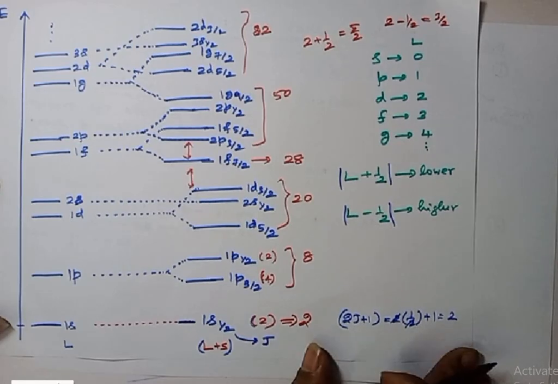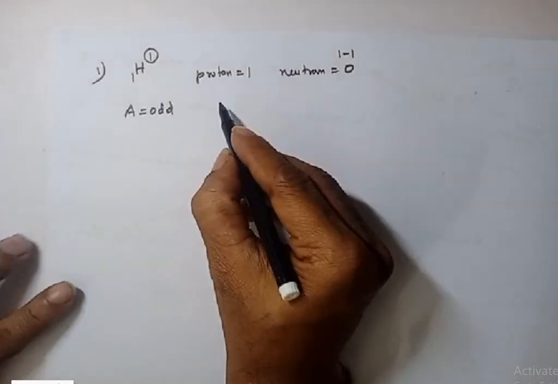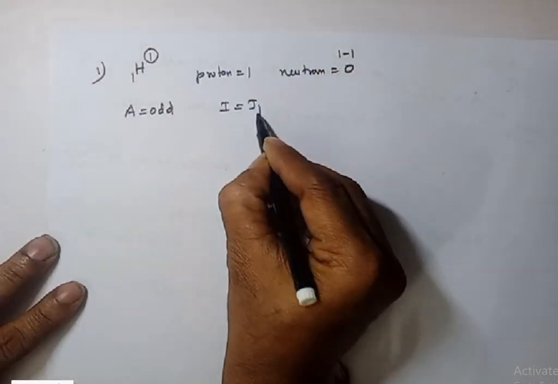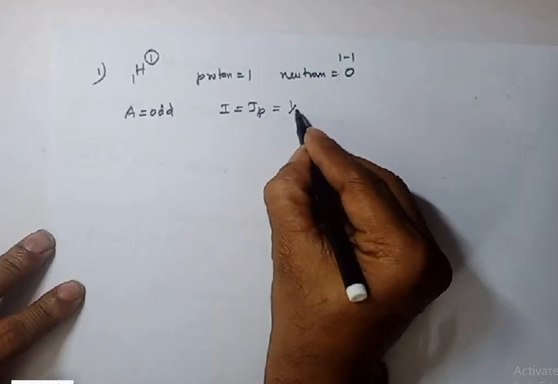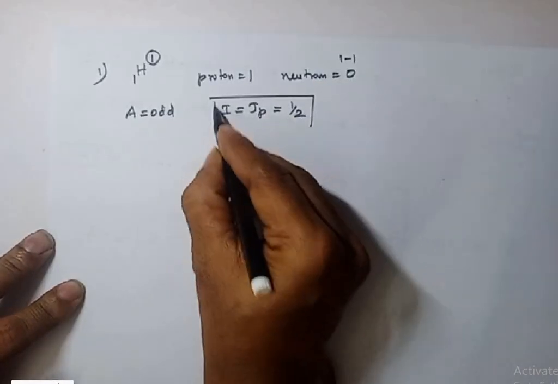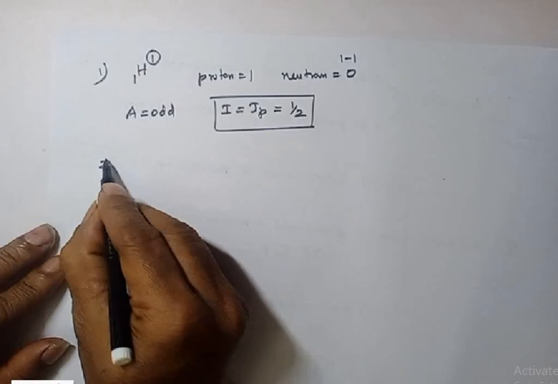So, the J value is nothing but, I is equal to the J value of the proton, because there is no neutron. So the J value of the proton is 1/2. So, I is equal to 1/2 for the hydrogen atom nucleus. Right? We'll move on to the second example.